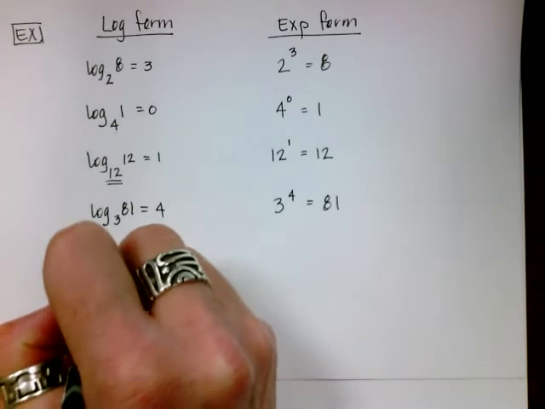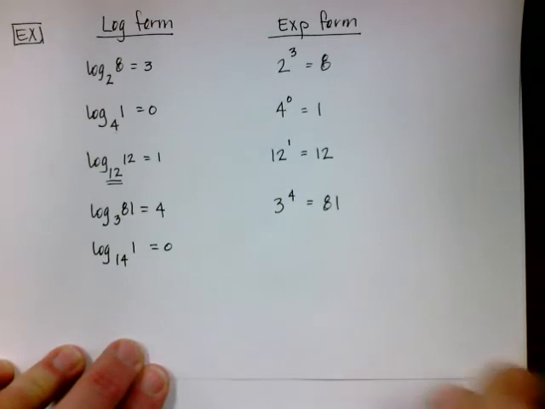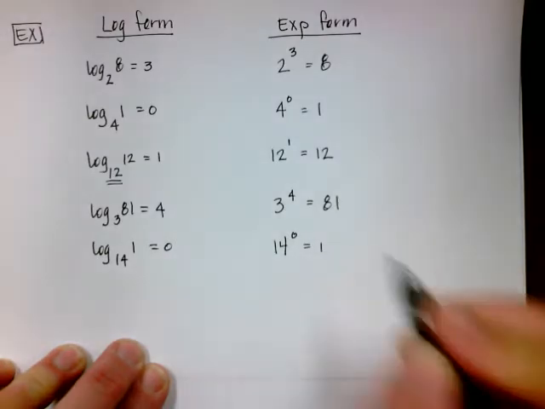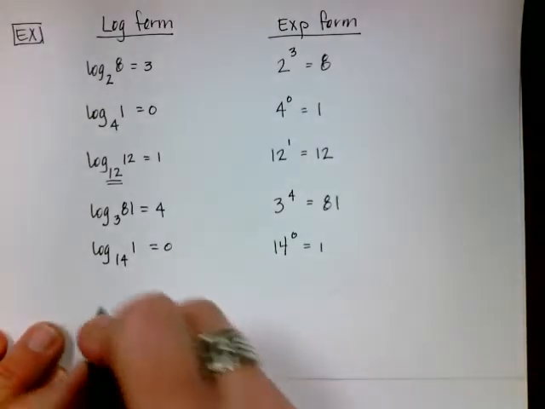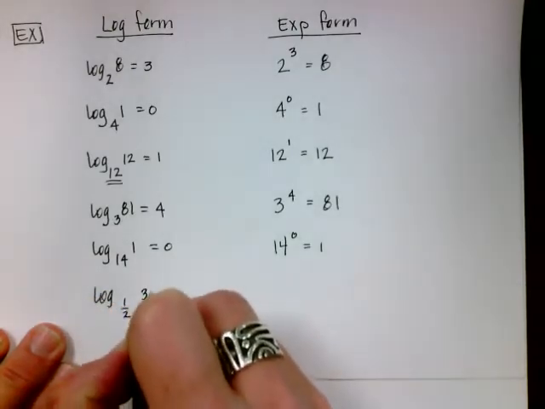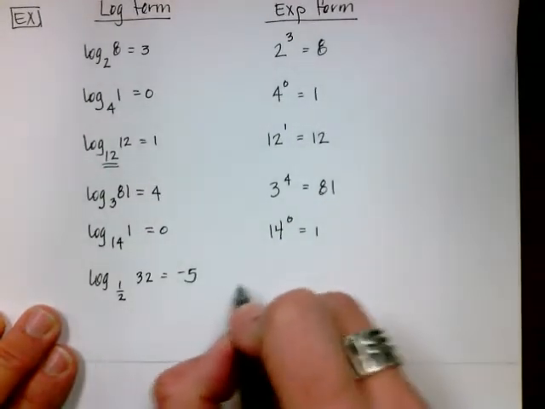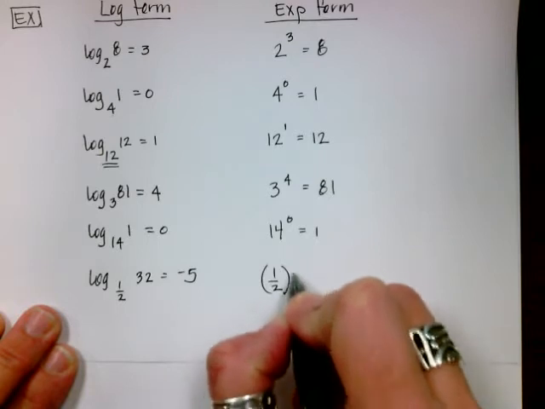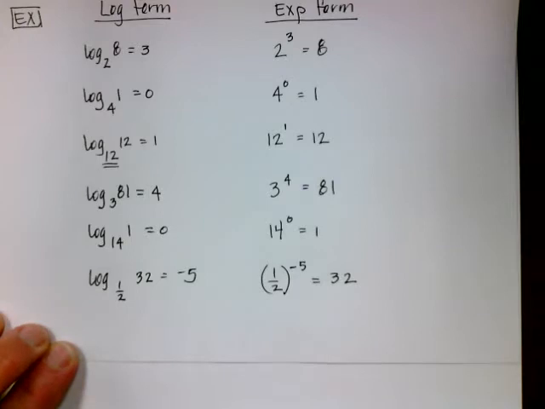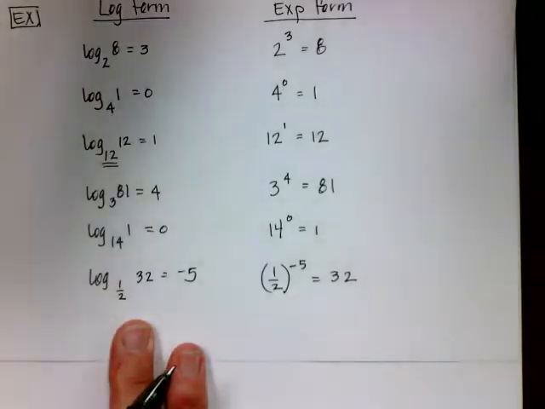The next one would be the log base 14 of 1 equals 0. In exponent form, it would be 14, the base, to the 0 equals 1. Again, it's a true statement. The next one, the log base 1/2 of 32 is negative 5, okay? So now I would say start with the base, 1/2 raised to the negative 5 is equal to 32. All right, so see, I do need to be really careful with my bases and my exponents, okay?